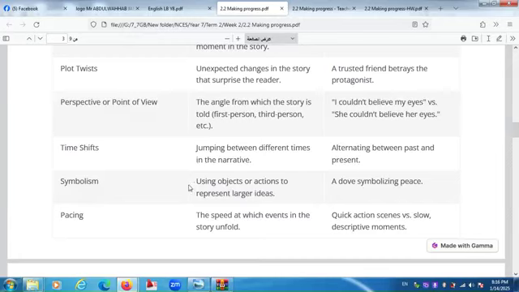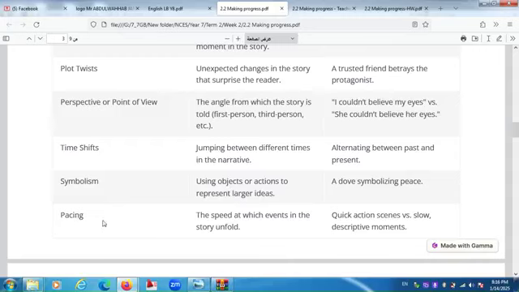Symbolism is when you use objects or actions in order to represent larger ideas. An example: a dove symbolizes peace. Red symbolizes blood. Green symbolizes life. Now, pacing.